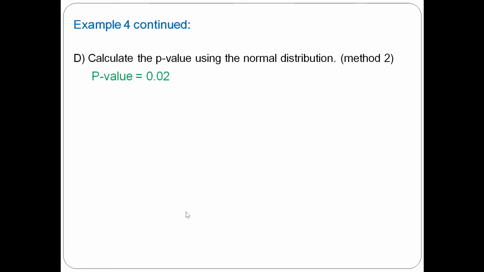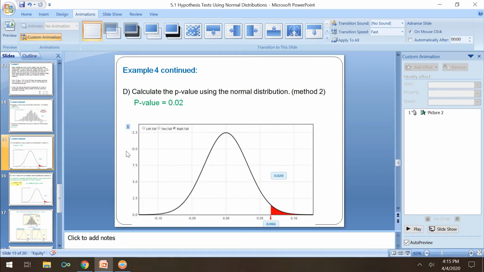Now part D is asking us to find the p-value using the new method, using the normal distribution. So let's go to StatKey one more time.